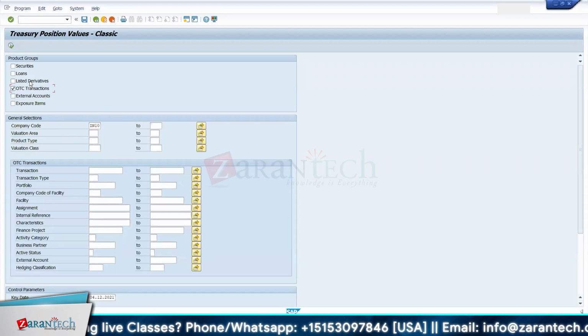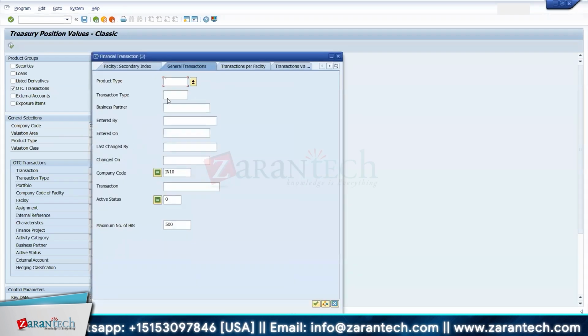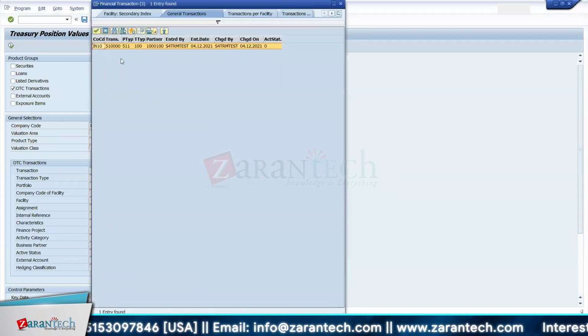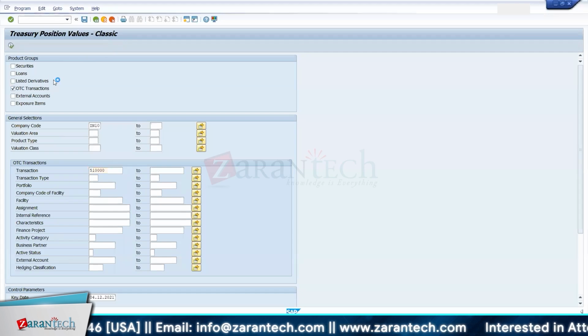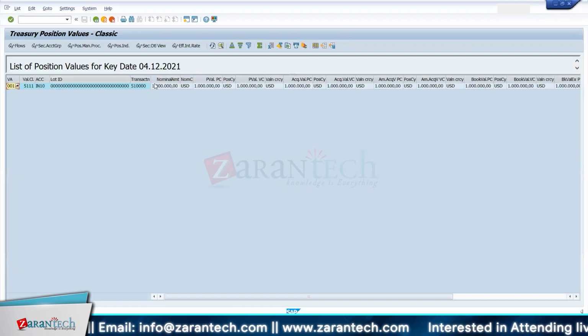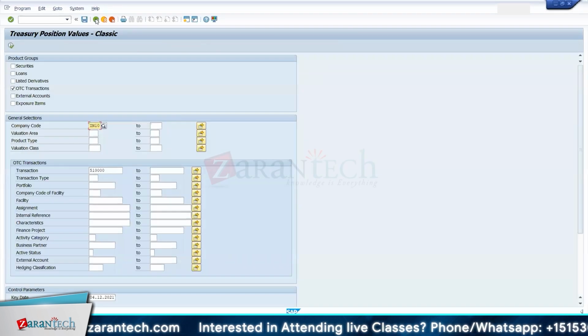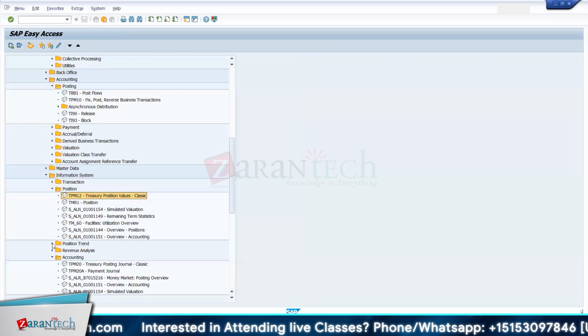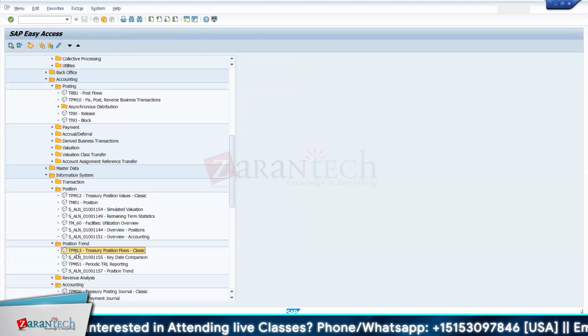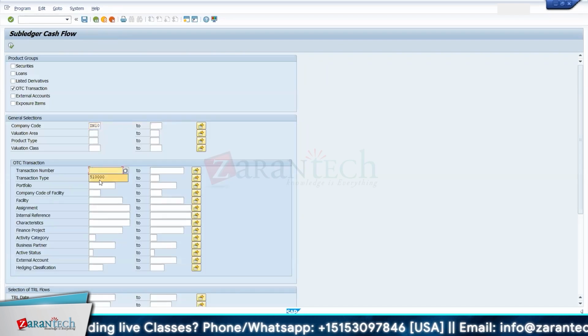OTC transaction. This is the fixed deposit we have created. So all the details you will find here, like what is the transaction number, what is the minimum value, all those details. Then if you go to TPM13, there will be another transaction, TPM13. So here you will find all the flows. So go to this transaction.